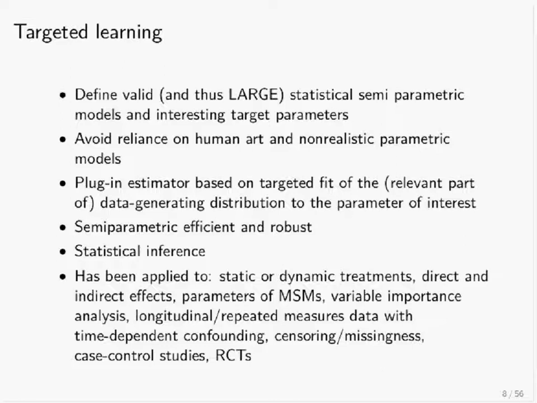So we use it, and we have used it, for estimation of causal effects of static treatment regimens, but also dynamic treatment regimens, direct and indirect causal effects, fitting the parameters of a marginal structural model, and variable importance analysis, where you want to get the effect of a SNP or a variable separately. You want to get the effect of one, controlling for all other SNPs, or these kinds of things. We handle repeated measures, time-dependent confounding, censoring, missingness, case control studies, and so on. There is by now a literature applying this methodology to all these estimation problems.